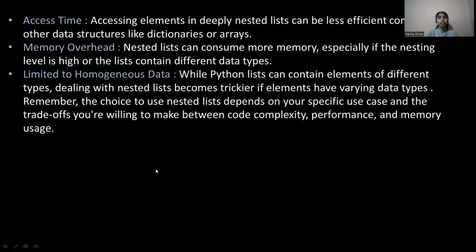Access time. Accessing elements in deeply nested lists can be less efficient compared to other data structures like dictionaries or arrays. Memory overhead. Nested lists can consume more memory, especially if the nesting level is high or the list contains different data types. Limited to homogeneous data. While Python lists can contain elements of different types, dealing with a nested list becomes trickier if elements have various data types.